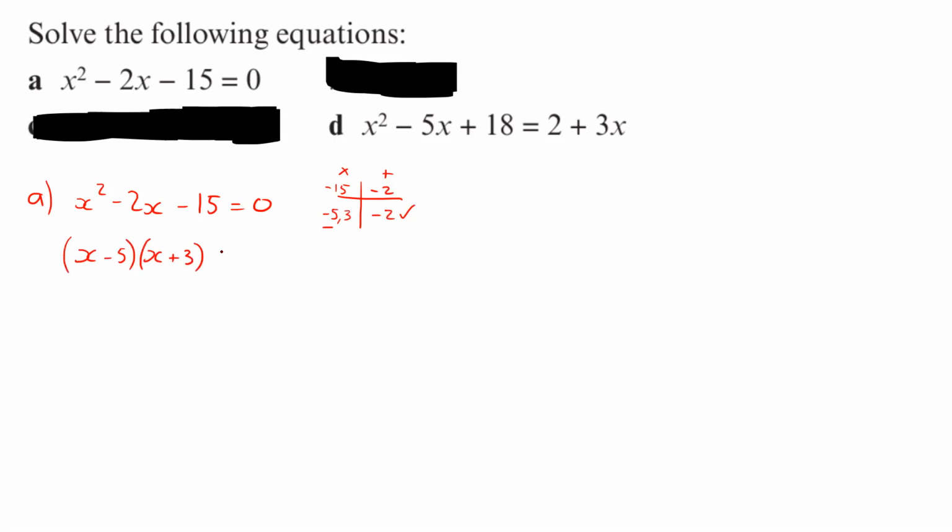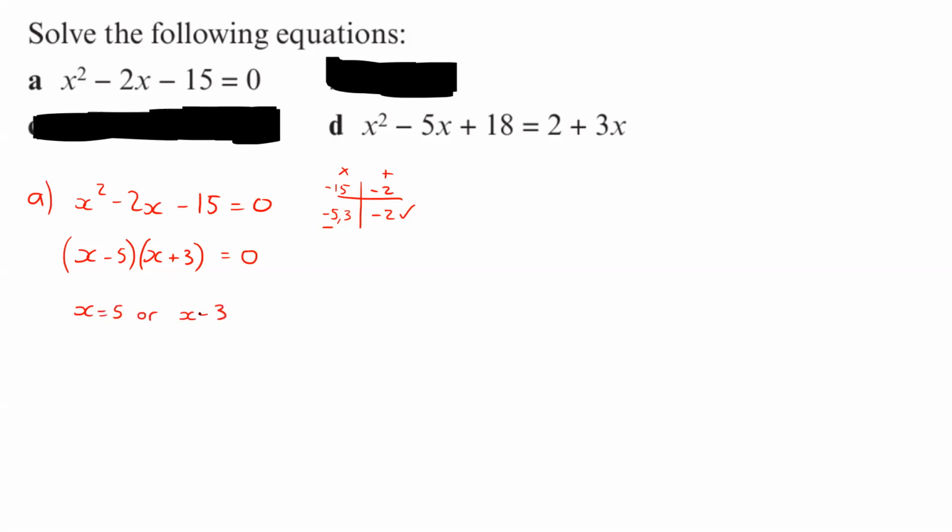If you did have a non-singular coefficient of x squared, there are a few longer bits to do for this. But for now, whatever you get in this part, you can put straight into the brackets. You are asked to solve these, so it's not just to factorize. So it's x equals 5 or x is minus 3.